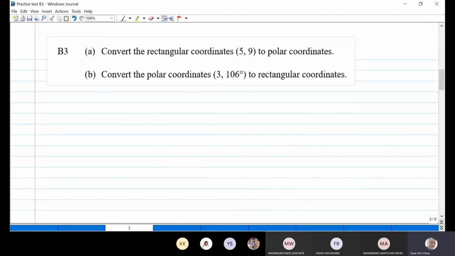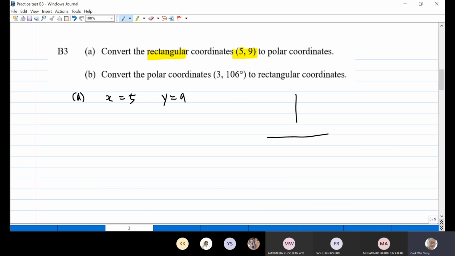Convert the rectangular coordinate (5, 9) into polar coordinate. This one, you all must know how to do. Rectangular coordinate (5, 9), what does it mean? You have x equal to 5, y equal to 9. Rectangular coordinate is x and y. How to find the polar coordinate then? You draw a point. Where is (5, 9)?